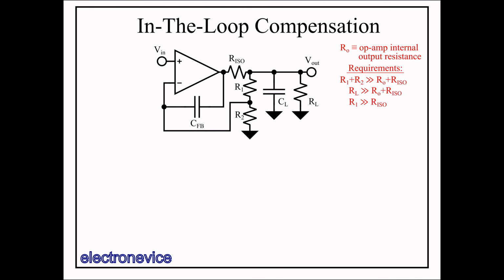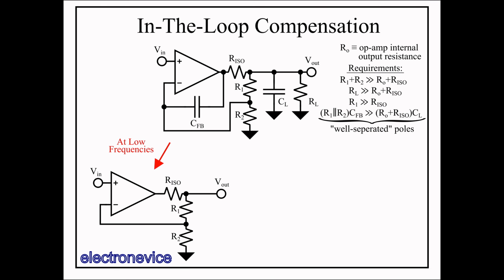Both the divider resistance and the load resistance must each be much higher than the op-amp output resistance plus the isolation resistor. And R1 must be much higher than R-ISO. Additionally, the dominant RC time constants for the two poles in the loop gain must be well separated to simplify the compensation. If they're too close together, the transfer function becomes much more complicated, so do so at your own risk. At low frequencies, the circuit looks essentially like a normal non-inverting amplifier.